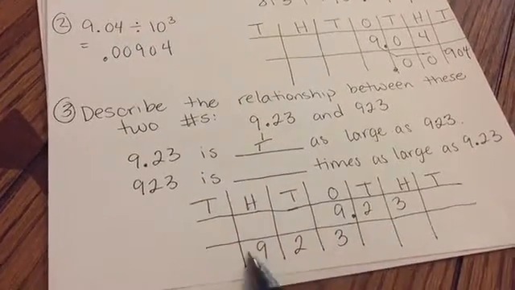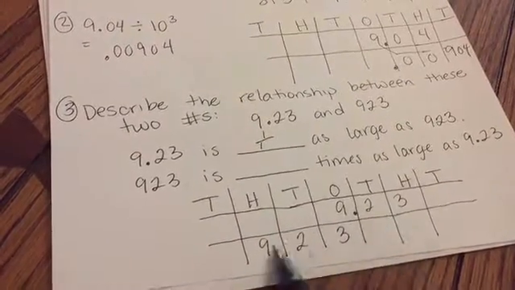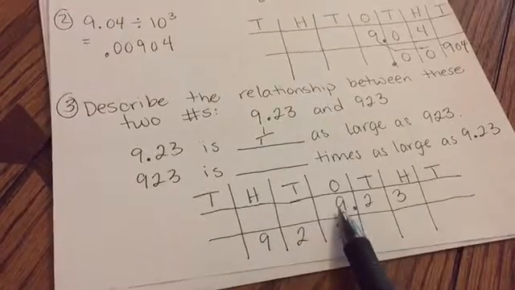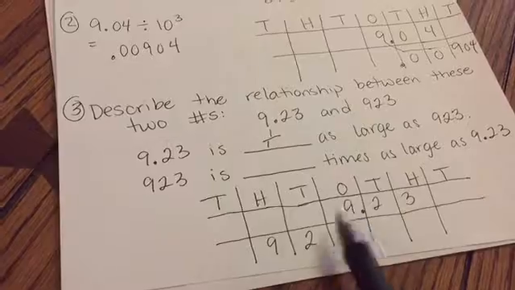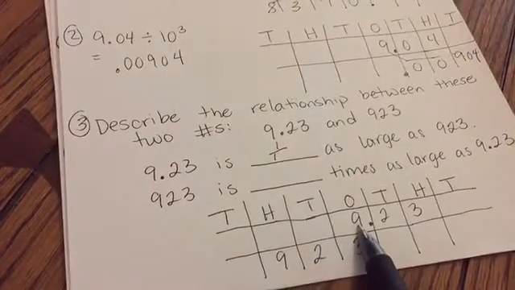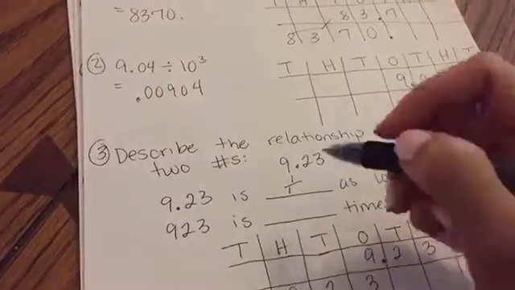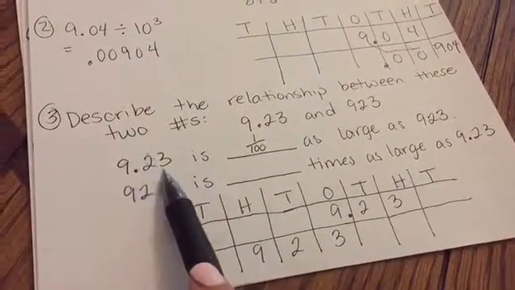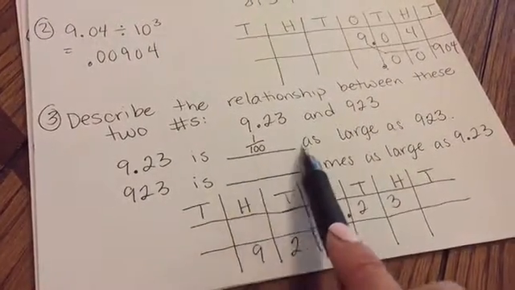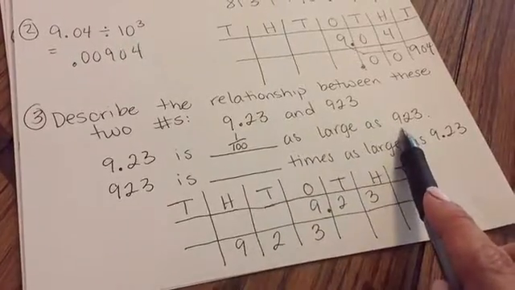Now we're going to use our place value chart to figure out how many times we shifted. Well, our 9 was here, and it went over here. So if we look, it is 1, 2 jumps, 2 shifts, so it's going to have 2 zeros. So 9 and 23/100ths is 100th as large as 923.